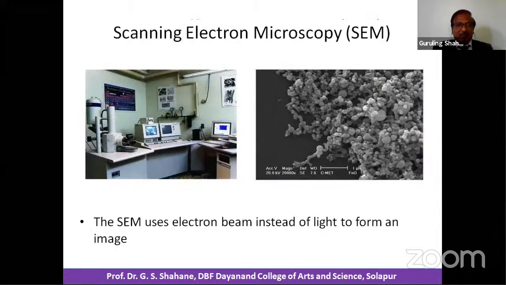Again, the surface morphology of that material can be obtained with the help of scanning electron microscopy. An electron beam is used to obtain the image, so you will get high resolution. You will get images in the micrometer range.